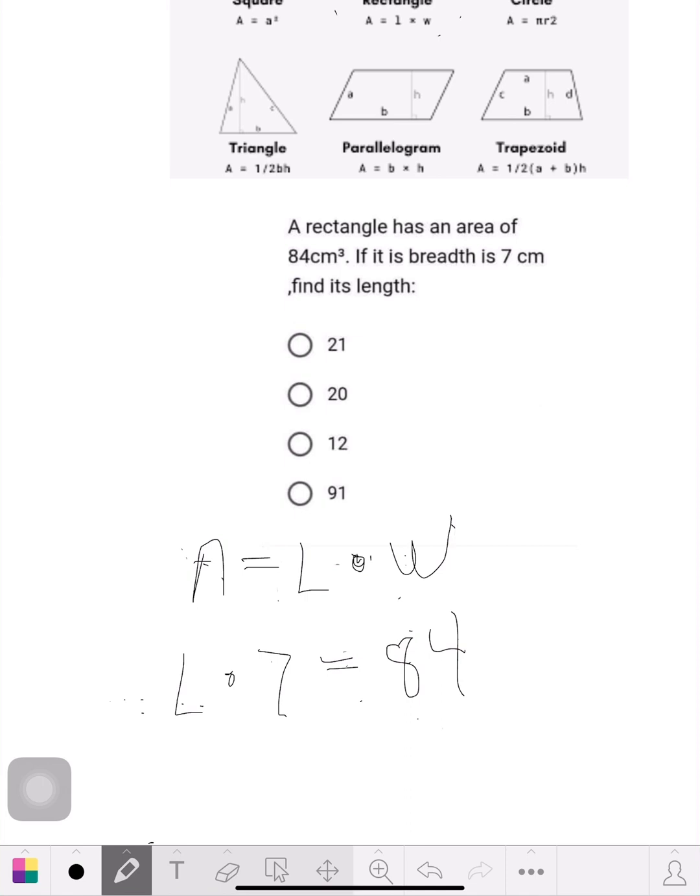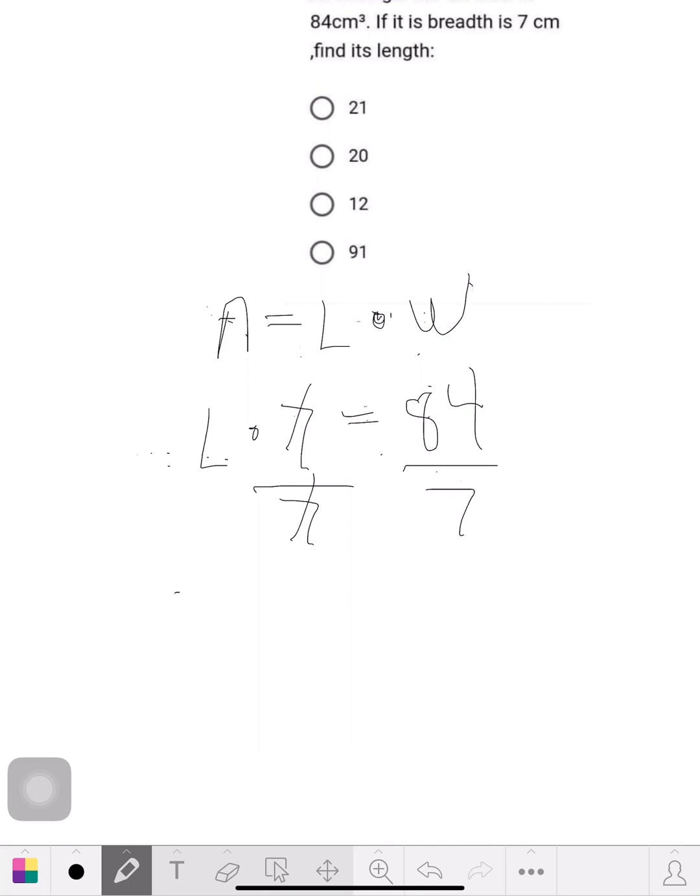Now what you've got to do is divide both sides by 7, because what you do to one side, you've got to do to the other, because I want to get the L by itself. So these two 7s cross out. 84 divided by 7 is 12. So the length equals 12.